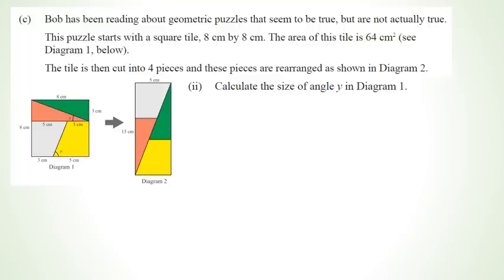So for the second part of this question, you've been asked to calculate the size of angle Y, and that's here. So the first thing you need to do is split up that yellow triangle. If we have a look at this yellow triangle, it's going to look like this at the moment, where your Y is here. We know that this is 5 centimeters, this is 3 centimeters. So what we could do is see that if this is 3 centimeters, then the distance from here to here is going to be 2 centimeters.